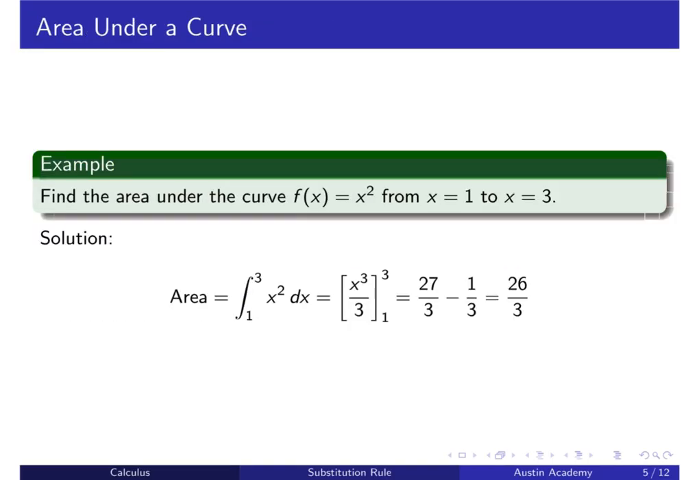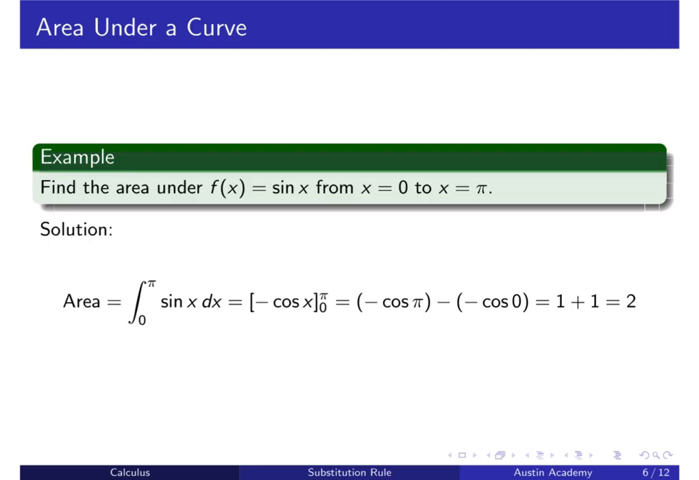Example 1. Let's find the area under the curve f of x equals x squared, from x equals 1 to x equals 3. We compute the integral from 1 to 3 of x squared dx equals open bracket x cubed over 3, close bracket, from 1 to 3. That becomes 27 over 3 minus 1 over 3, which equals 26 over 3.